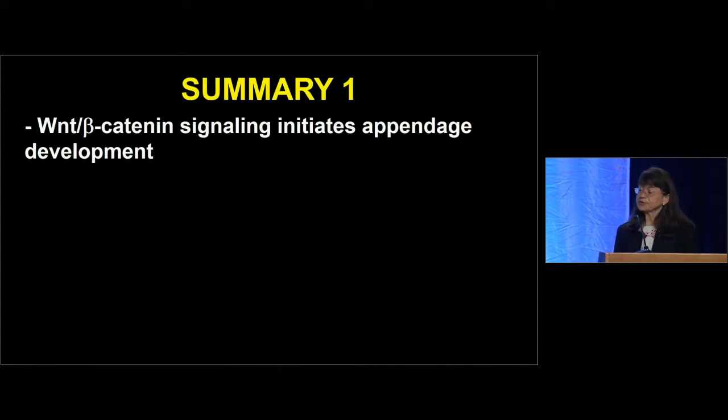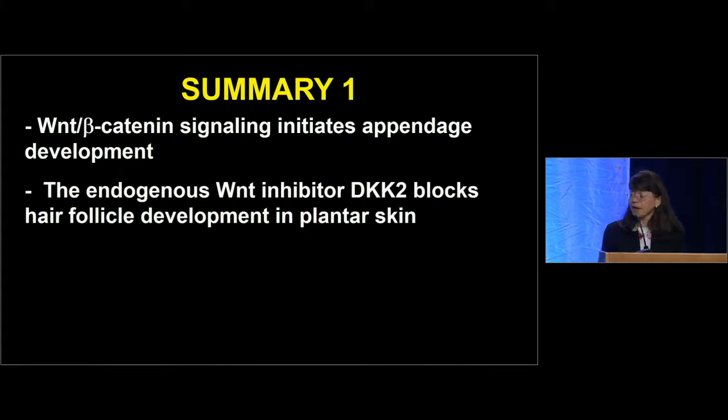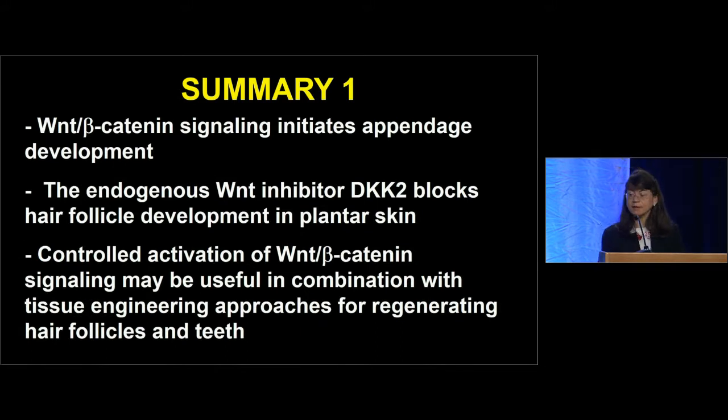So to summarize what I've told you so far, Wnt beta-catenin signaling initiates appendage development in the skin and in the oral cavity. The endogenous Wnt inhibitor DKK2 blocks hair follicle development in plantar skin, and this gives us the first insight into how hairless versus hairy regions of skin develop during embryogenesis. We also think that controlled activation of this pathway may be useful in combination with tissue engineering approaches for regenerating hair follicles and teeth for therapeutic purposes, and this is something that we're currently exploring in the lab.